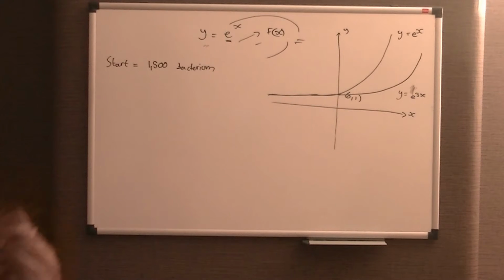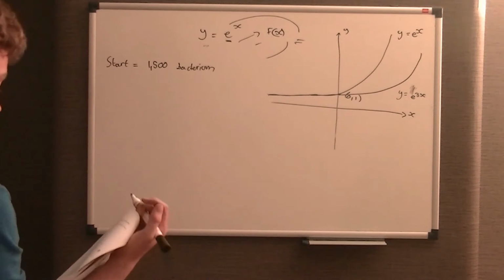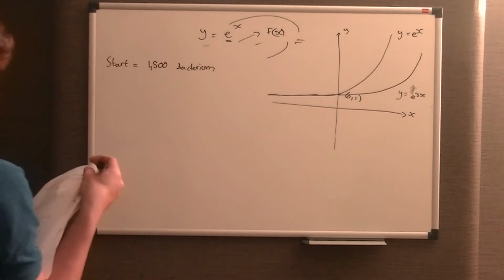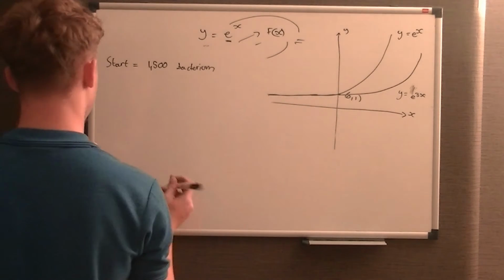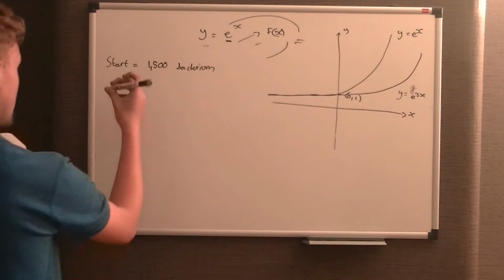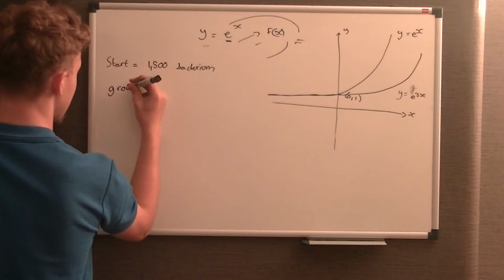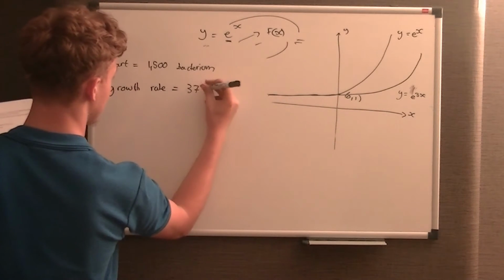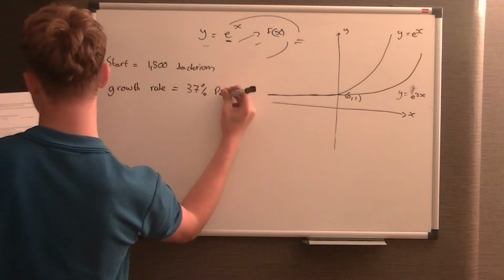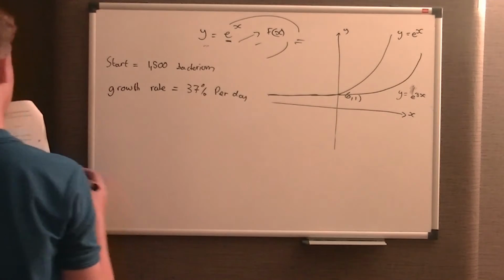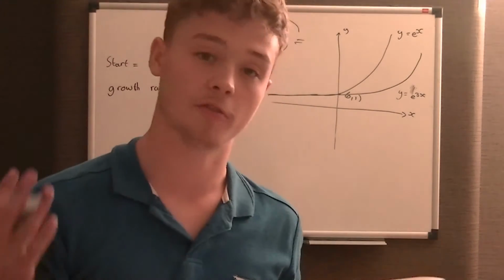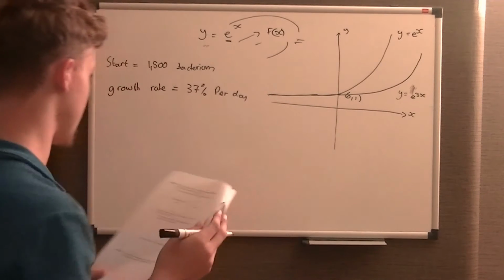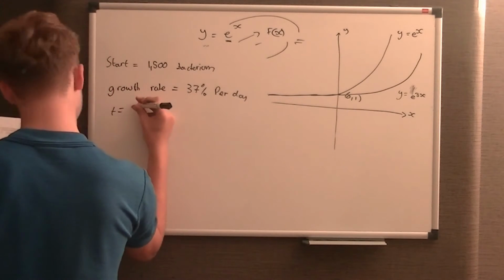I was trying to use the example off here without being too obvious. Okay, I'll use this. So it says aggressive growth rate of 37% per day. So growth rate equals 37% per day. And it says write down a formula for the number of bacterium present at total time t equals 5 days.